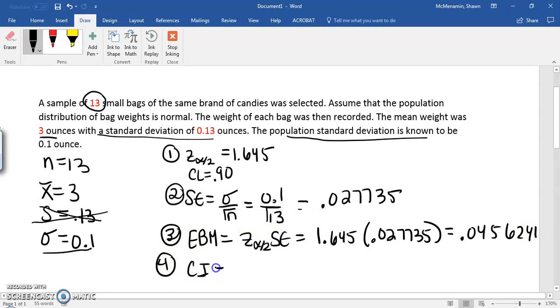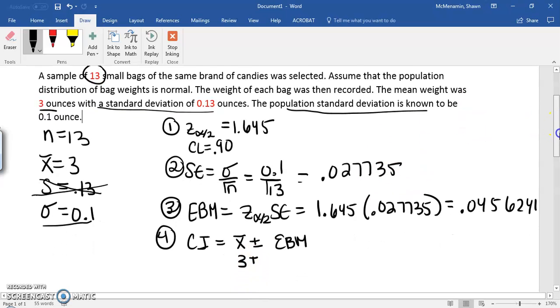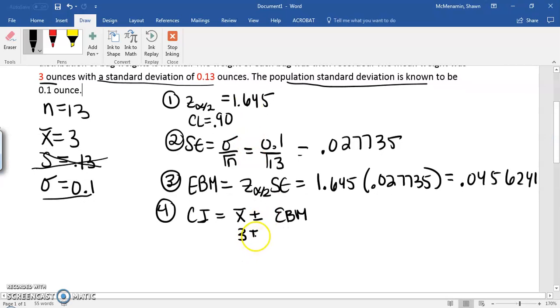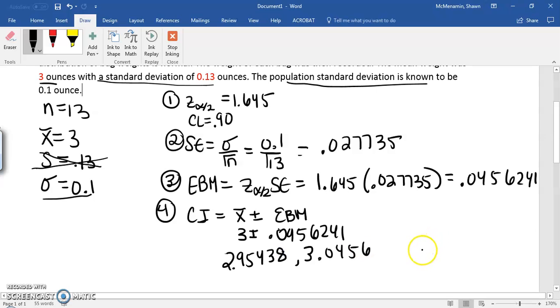And then the fourth step is your last step. It's your confidence interval, which is your x bar plus or minus your EBM. So your x bar is 3, and you're going to add and subtract 0.045624. Okay, so 3 plus x gives us 3.0456. That's your upper bound for your confidence interval. 3 minus x is 2.95438.